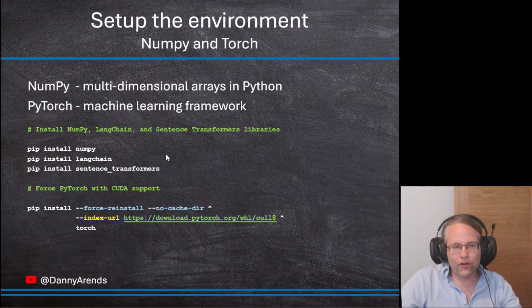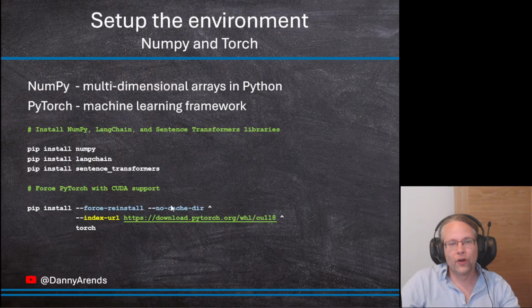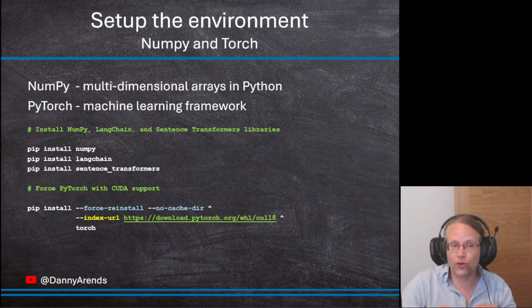So the first three are just normal packages, so we don't need to do anything. But here, when we do PyTorch, we need to install it with CUDA support, which means that we have to have the CU118 version, which is the CUDA version, and this is the command to do it. So the command is pip install. The force reinstall means that we're going to make sure that even if we have it installed already, we reinstall this version. I'm going to disable the cache directory, so then it will always download the latest version.